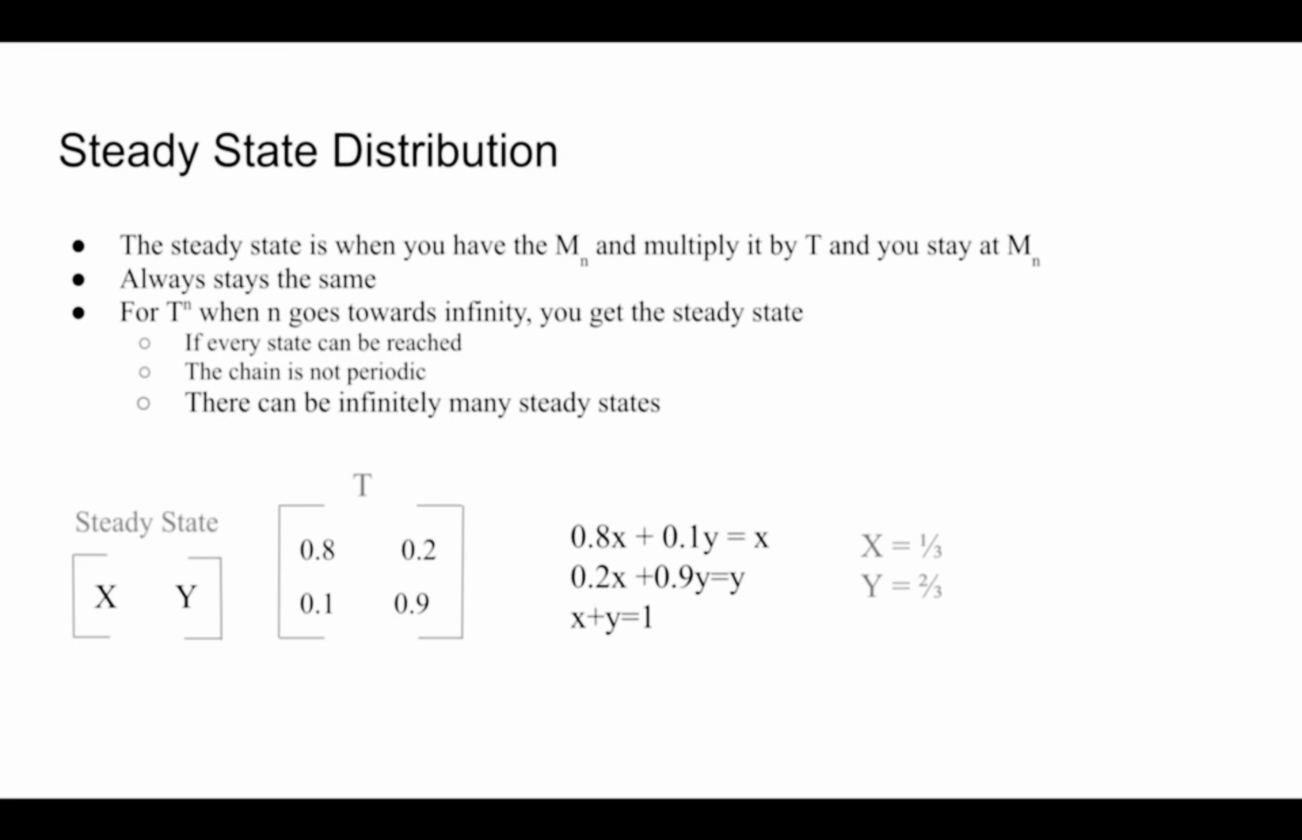In this example, we have a transition matrix T and a Markov chain X and Y to find our steady state. We take the Markov chain and multiply it by T, and we get a system of equations. The last equation, x plus y equals 1, comes from the fact that every row in a Markov chain has to add up to 1. When we solve this system, we get that x equals 1/3 and y equals 2/3. If we plug that back into our original matrix and multiply it by t, we'll always get 1/3 and 2/3.